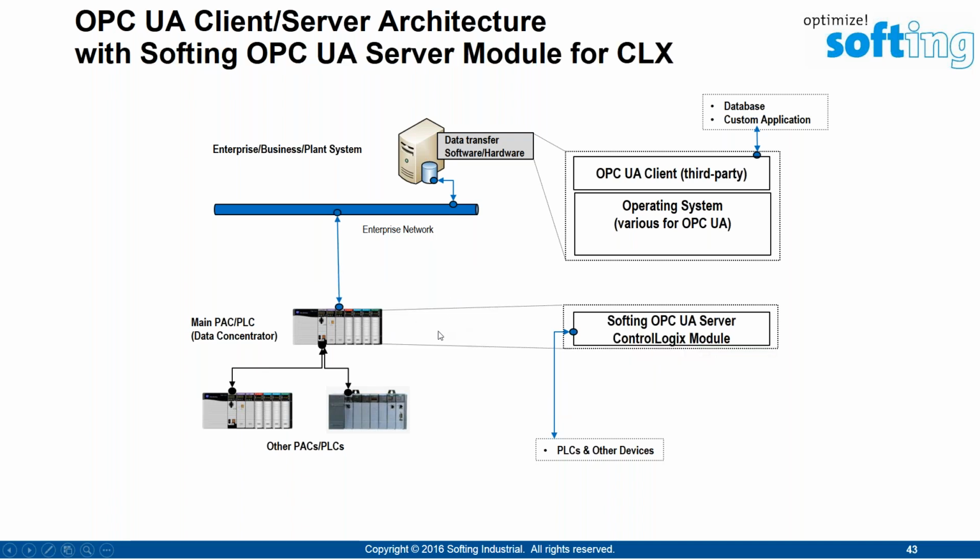Now, this diagram illustrates an example of an architecture using a Softing OPC UA server module. So we get rid of the PC server, and this module installs in a ControlLogix chassis and has access to tags via the backplane and or Ethernet IP via a bridge or via its Ethernet ports. So it connects to the tags, and then an OPC UA client will connect directly to the module via one of its Ethernet ports.